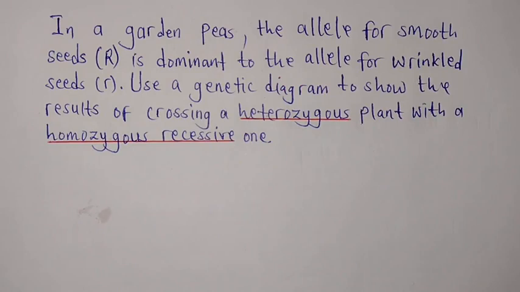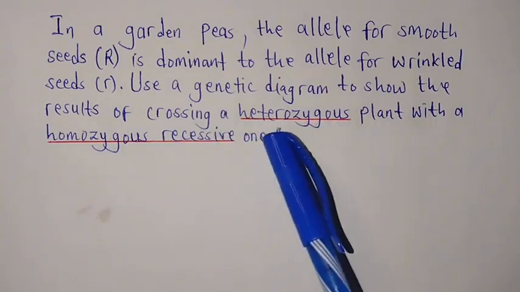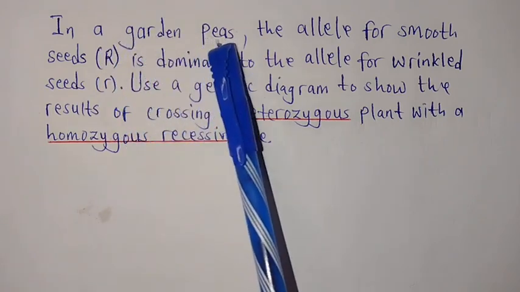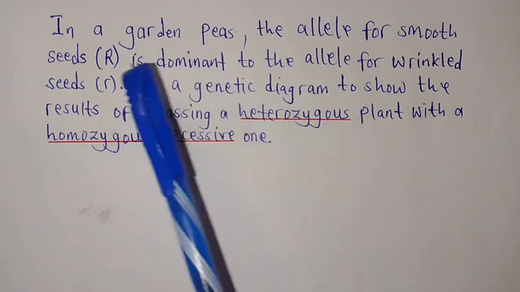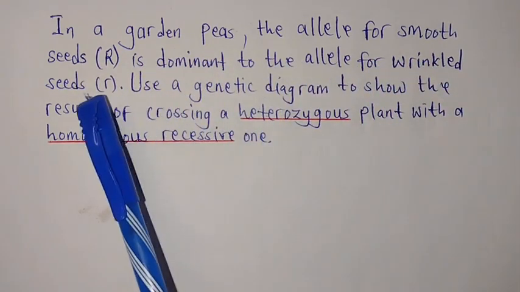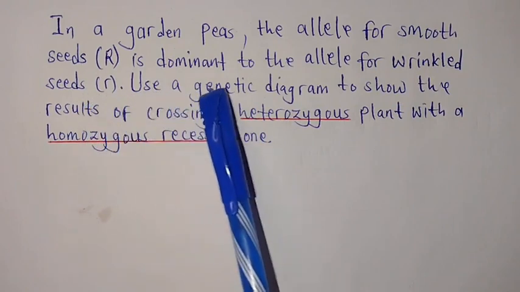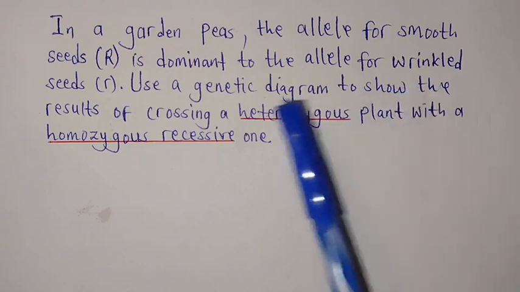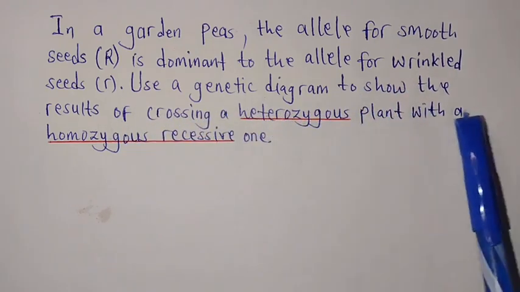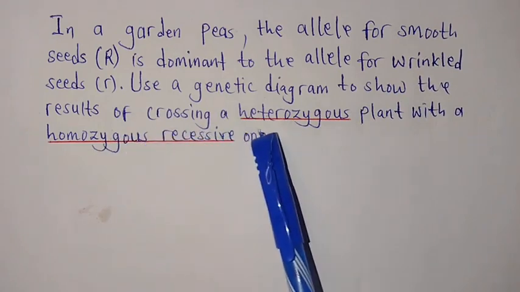In this presentation I want us to answer this question, which comes from genetics. The question reads: in a garden pea, the allele for smooth seeds is dominant to the allele for wrinkled seeds. Use a genetic diagram to show the results of crossing a heterozygous plant with a homozygous recessive one.